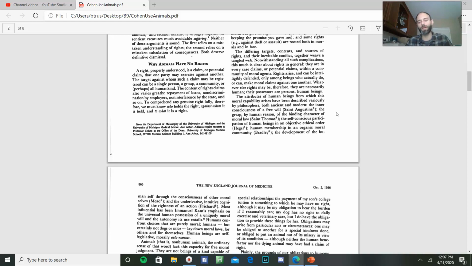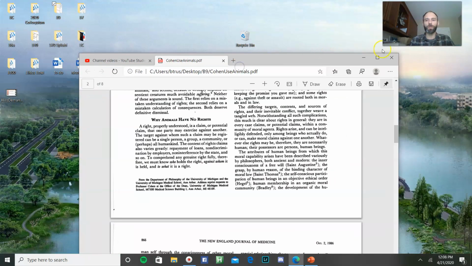You see a little bit of social contract theory here, or an echo of social contract theory. Whatever else rights may be, therefore, they are necessarily human. Their possessors are persons. So because we're the only beings that can recognize rights, we are the only beings that have rights, is his claim. And on the face of it, it seems initially like a very plausible argument.